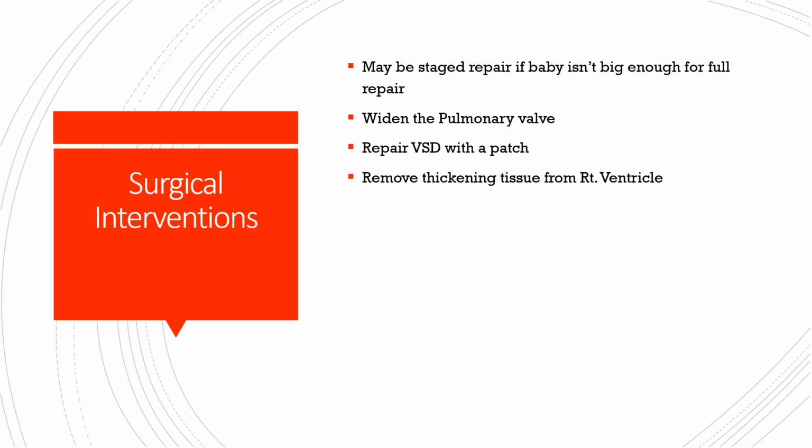So surgical intervention is the only way to fix this. It can be what they call a staged repair, meaning that they might do one surgery and then wait a while, let the patient recover, and then do the next surgery. This all depends, of course, on the severity of the defect and whether or not they can wait, or if they do need to do it all at once. What they're going to do is widen the pulmonary valve, repair the VSD with a patch, and shave down the right ventricle, so take away some of that hypertrophic muscle on the right ventricle.